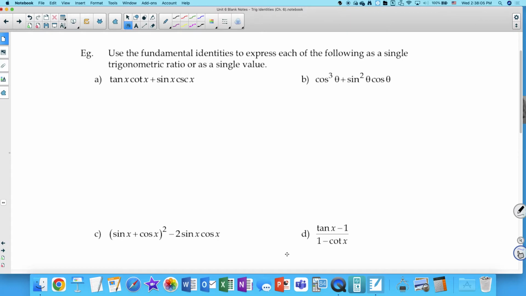Okay, so tangent. Tan x is sine x over cosine x. Cotangent is the reciprocal of that, so that's going to be times cosine x over sine x. And then plus, okay, that's already sine x, that's good, times cosecant x, which is 1 over sine x.